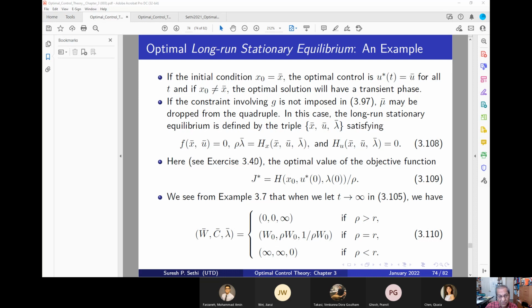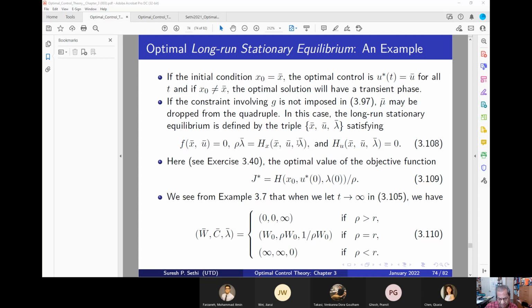And in example 3.40, the optimal solution of the objective function can be easily obtained this way, because we can use those. I'm not going to go back to the problem right now, but these are easy to do, and that's a triple. This is what is in Arrow and Kurz's book.